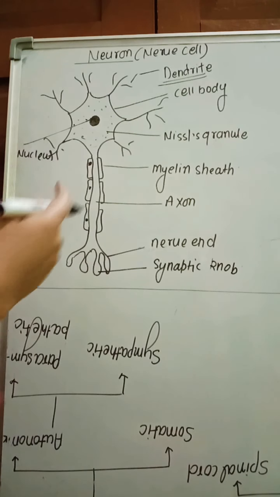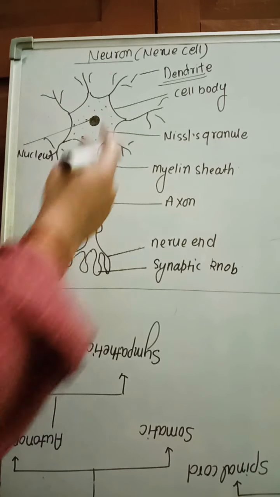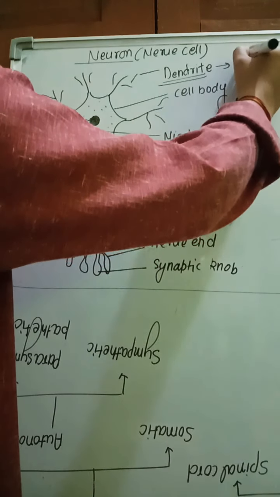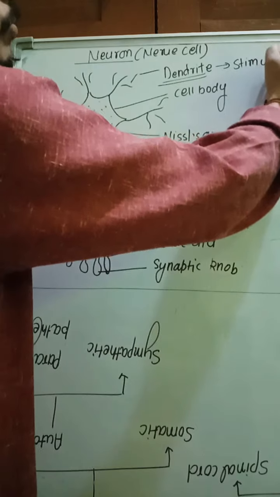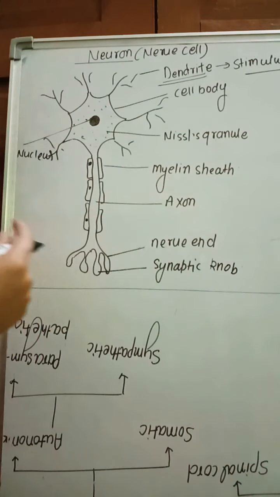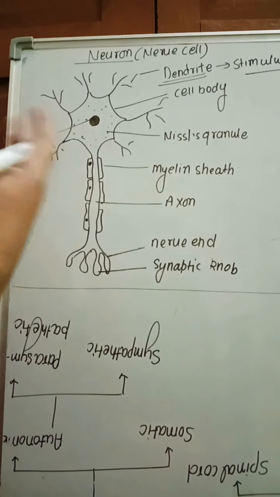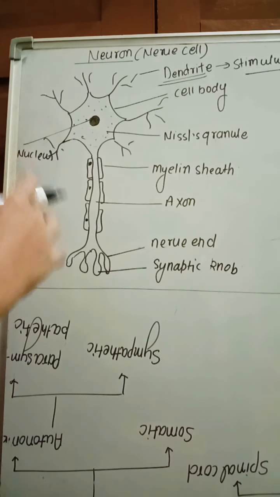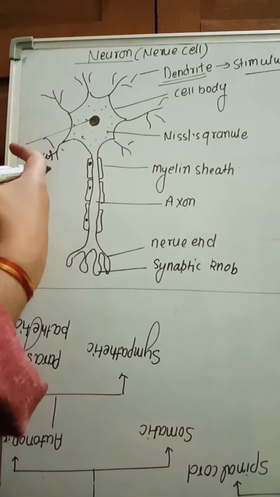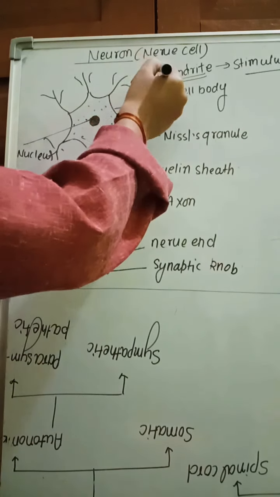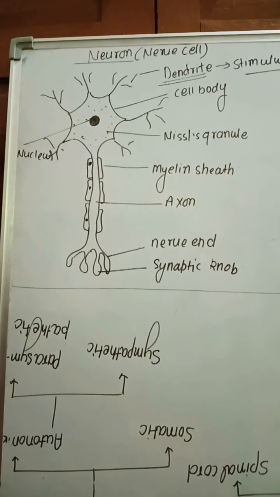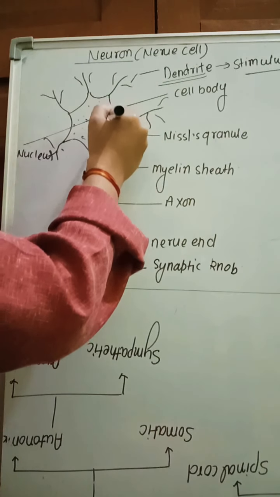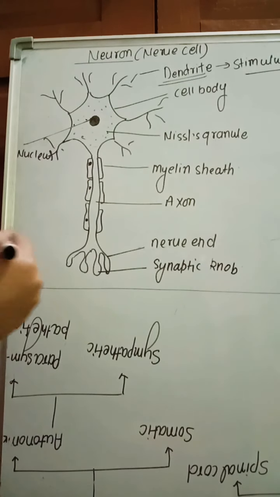What is its function? When there is an initiation of a stimulus, this stimulus is received by the dendrites. So the dendrite receives the stimulus. Stimulus means you feel touch, pain, cold, or any hard object; that is a stimulus that you feel. This is received by the dendrites. Then this stimulus goes to the cell body containing the nucleus and Nissl's granules.